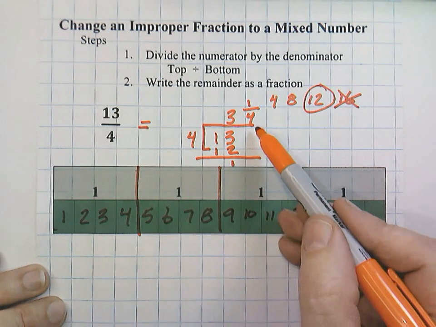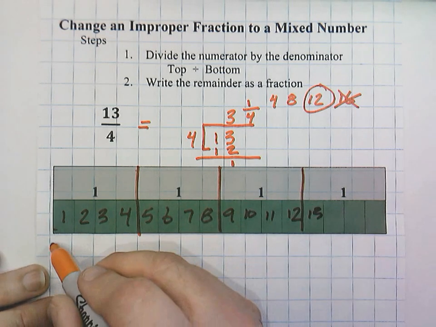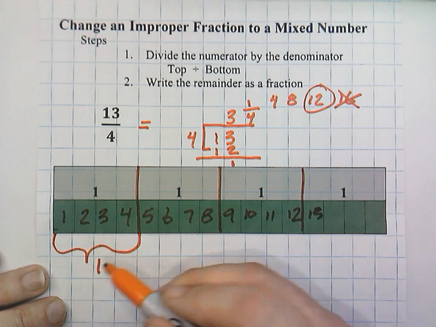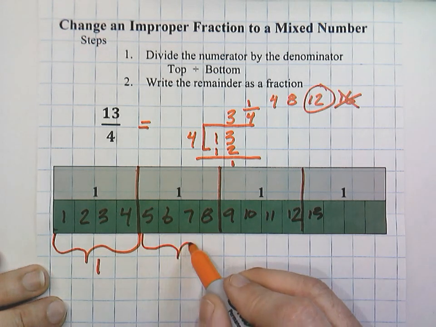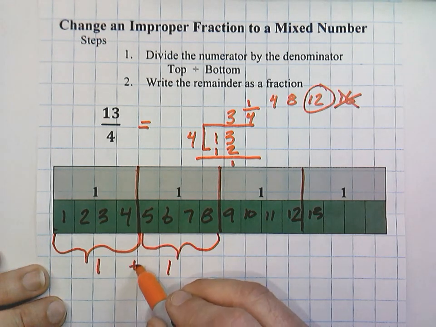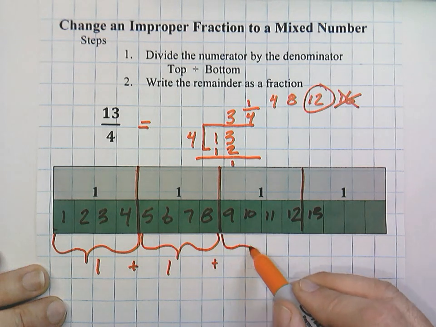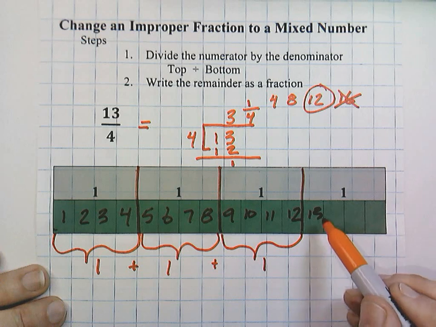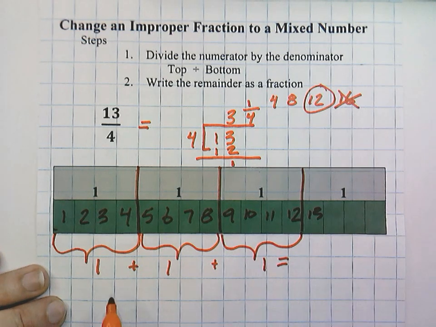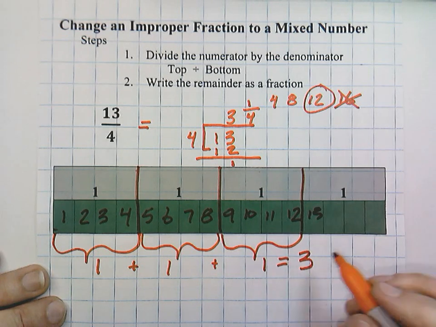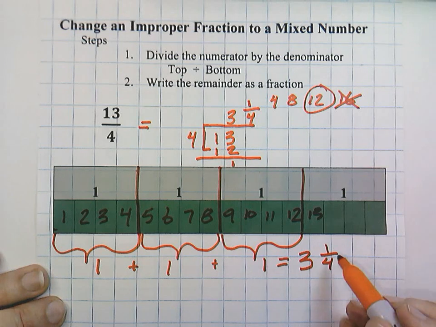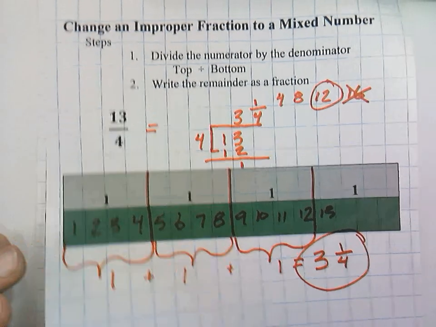But if you wanted to look at it as a mixed number, you would say that this would be 1 whole. This part would also be 1 whole. We're adding, right? This would be 1 whole, but this is not 1 whole. This is simply a fraction. So we would say 1, 2, 3. 1 plus 1 plus 1 is 3, but this is only 1/4, and that's how we would arrive at our mixed number of 3 1/4.